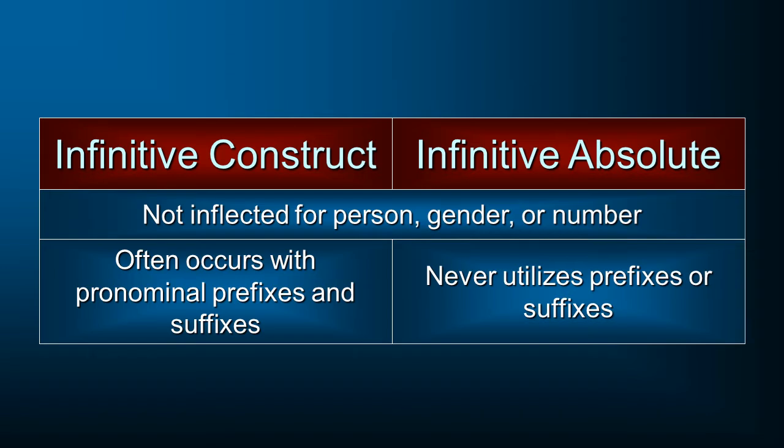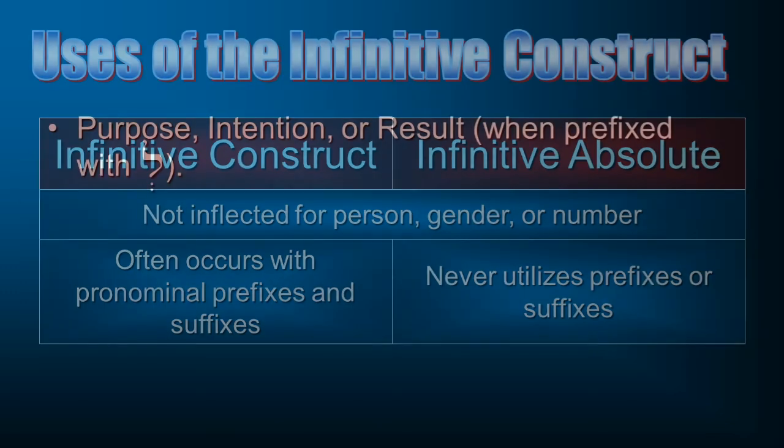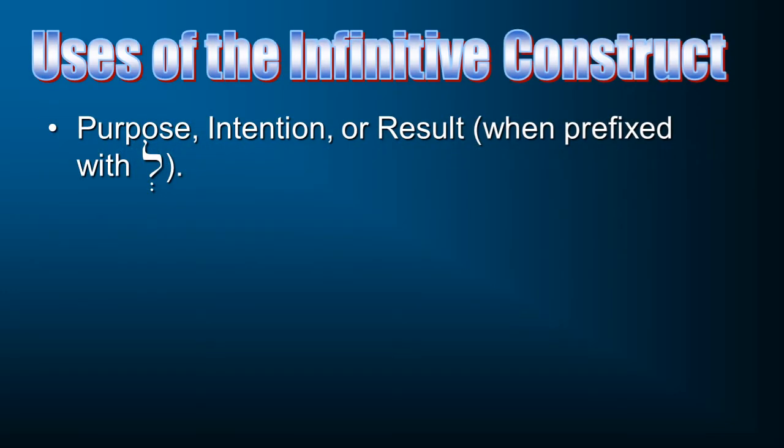In the infinitive construct, it often occurs with pronominal prefixes and suffixes. When it's an absolute, you can tell it's an absolute because it never utilizes prefixes or suffixes. So if you see prefixes, if you see suffixes, then it is a construct. Now, some uses of the infinitive construct.